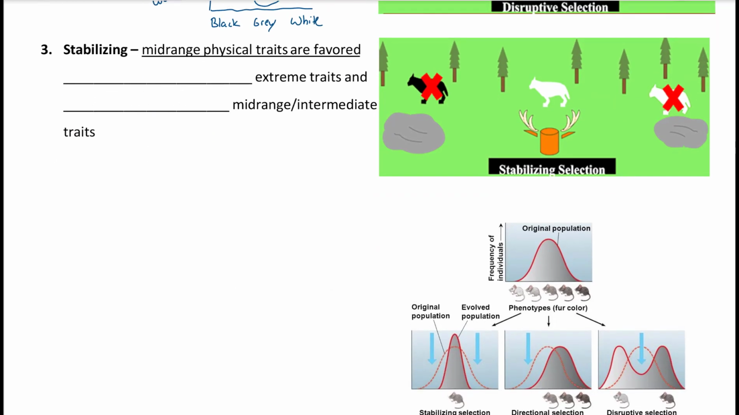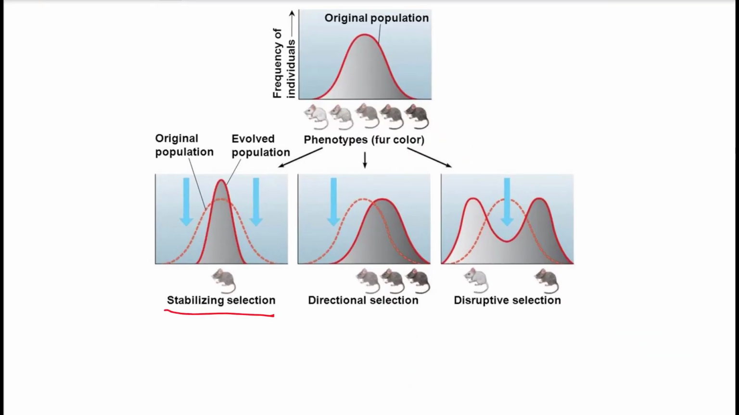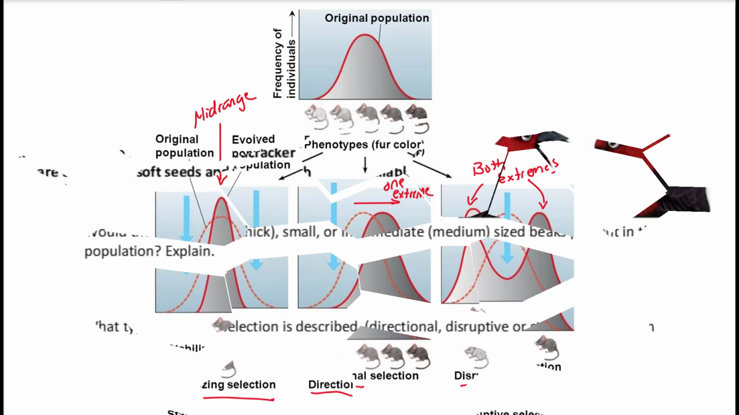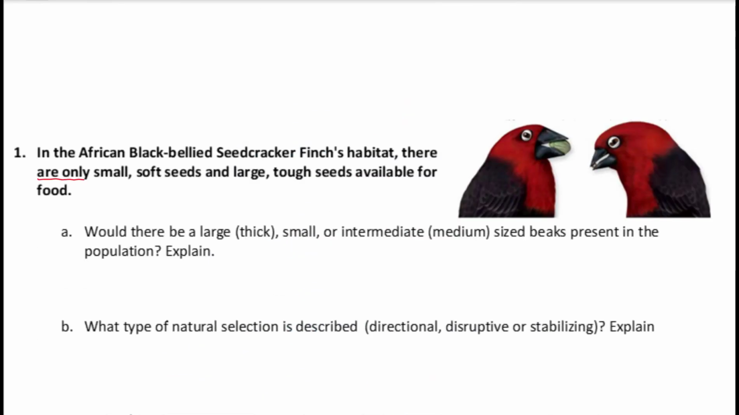Stabilizing, you have the black wolf, the gray wolf in the middle, and the white wolf. The two extremes are killed, but the intermediate one, that one is chosen to live. So mid-range traits are favored and increase, and the extremes will decrease in stabilizing. Here's a quick little graph. You could always pause and take a closer look if you like. So let's see how well you know your stabilizing, disruptive, and directional.